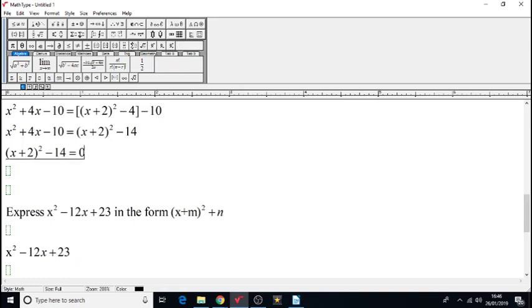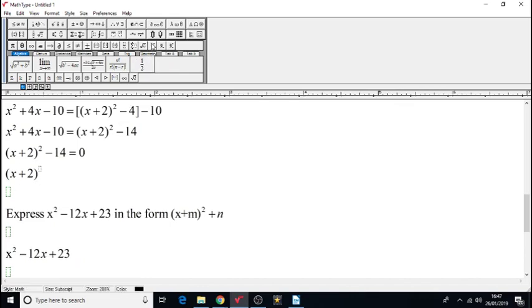But remember, we need to solve for x now. So we're not done. To work out what x is equal to, we want to get x on its own. So first, we move 14 to the other side so that we just work with x on its own. So we do plus 14. Now it becomes just x plus 2 squared, and that is equal to 14. We want to get rid of the squared, the power of 2. So we square root that.